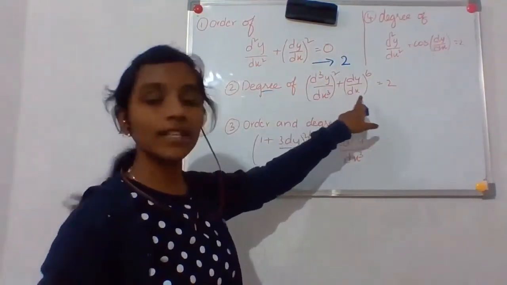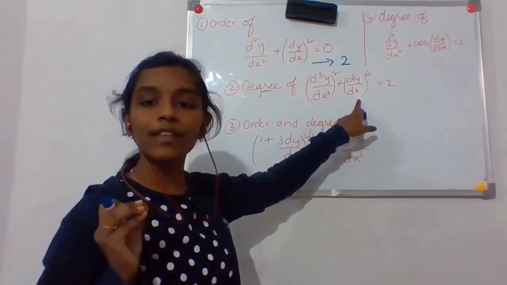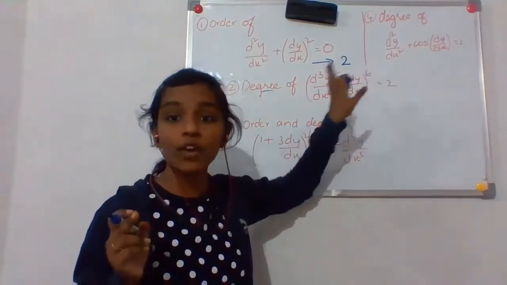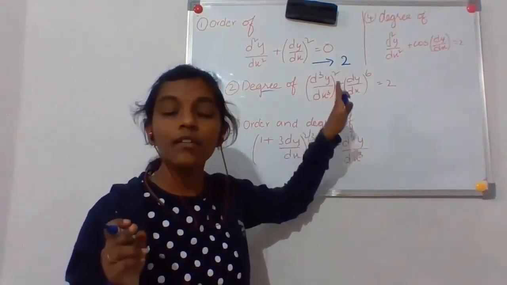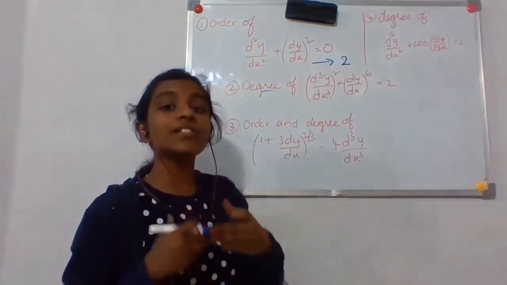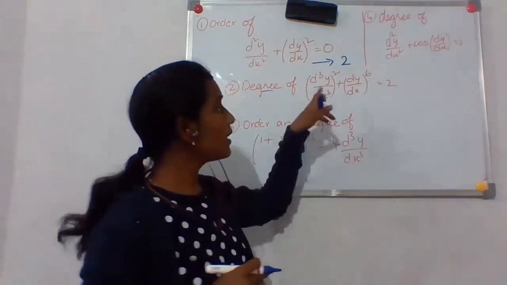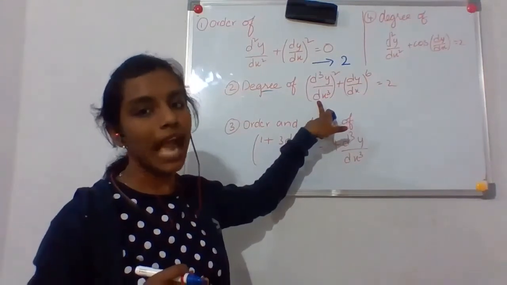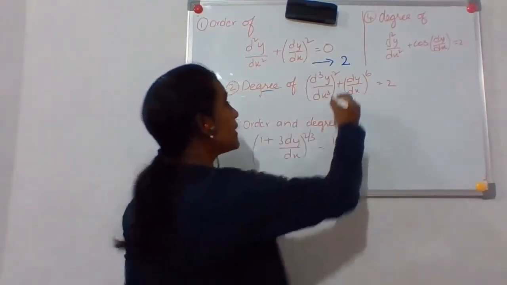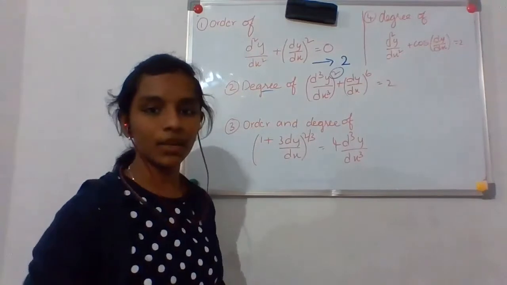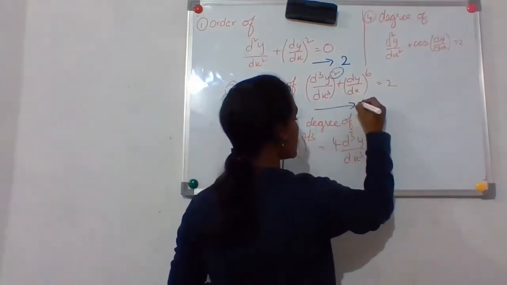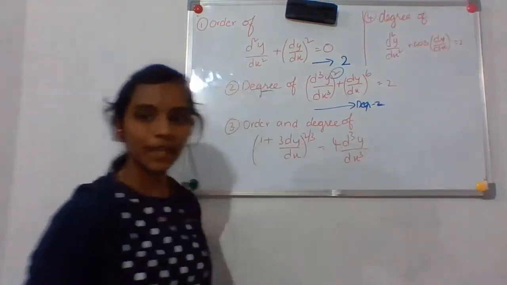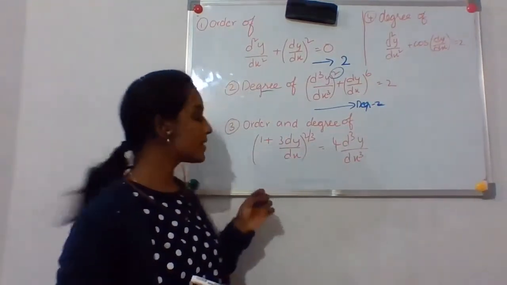This is third order and this is first order. But we need to take the degree of the highest order. Here we have highest degree 6, but we are not going to take the highest degree. We are going to take the power of the highest order derivative, right? So here the highest order derivative is this, that is d cube y by dx cube. Am I right? So 2 will be the degree of this differential equation, right? So the degree of the differential equation is 2. Okay? 2.